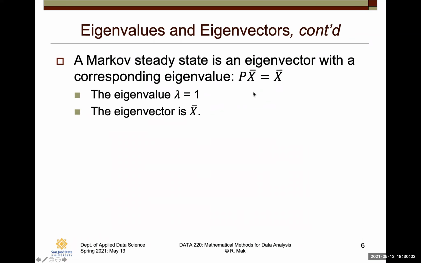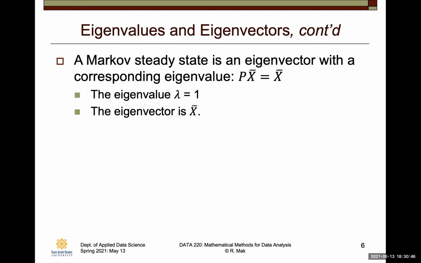Now, if we look at the Markov steady state problem, consider the steady state vector x bar to be an eigenvector. Remember that this is the steady state. When you have a Markov steady state, the eigenvector is the steady state vector, and the eigenvalue is 1. So that's another example of an eigenvalue-eigenvector pair.